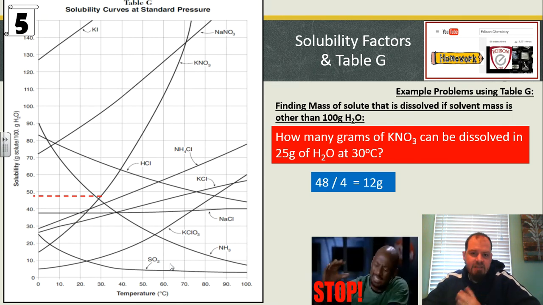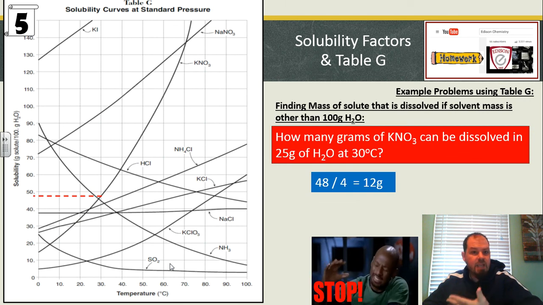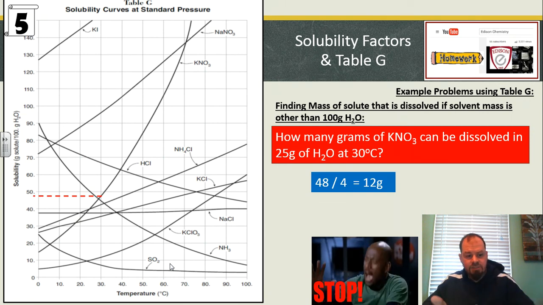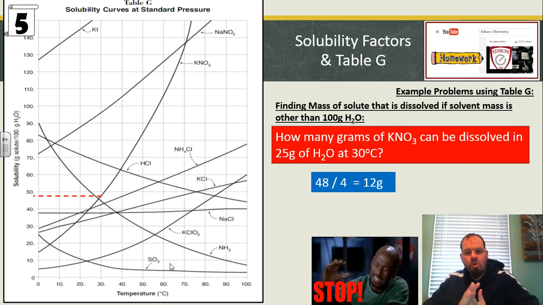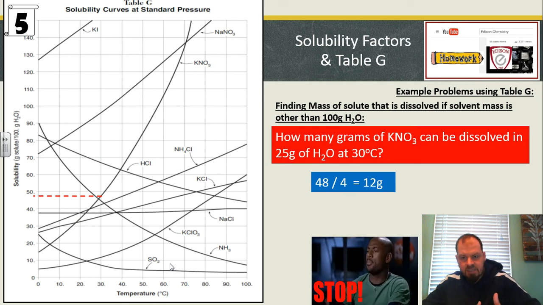You got lots and lots of practice on all these different games we played. I gave you examples of like 4 different games to play using table G: saturated, unsaturated, supersaturated. How much more can I add? How much precipitated out? How much didn't dissolve? What if I change the amount of water? So we got lots and lots of practice.